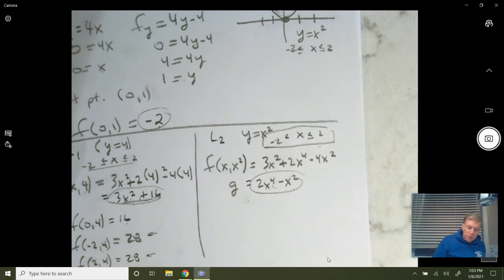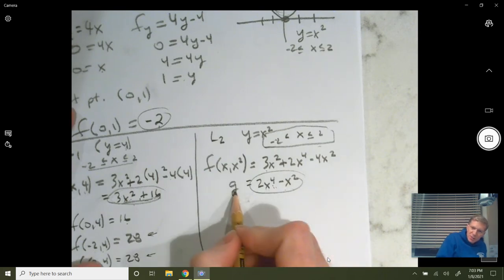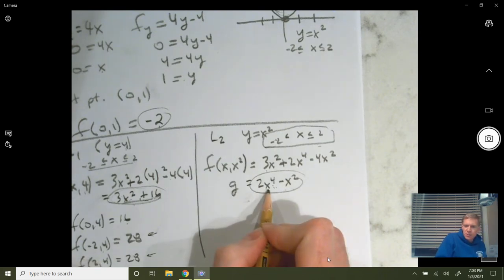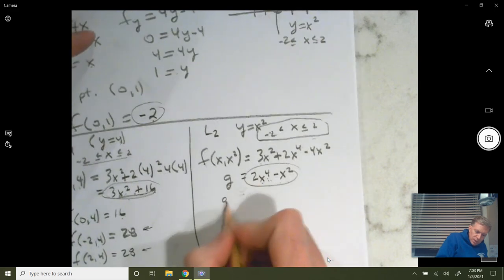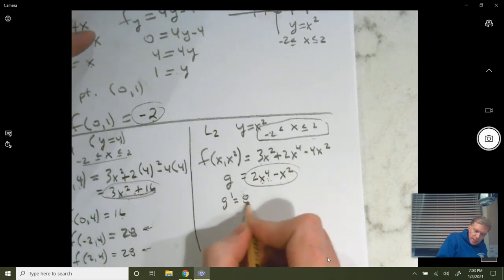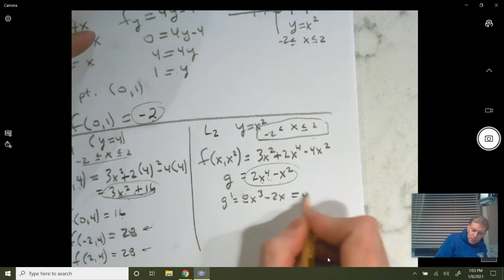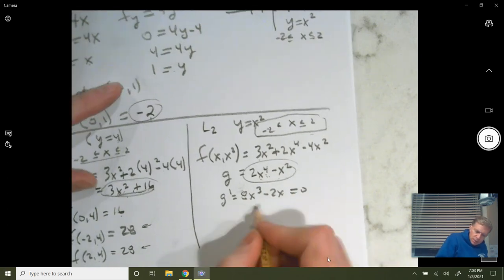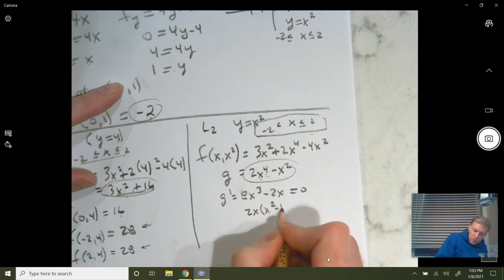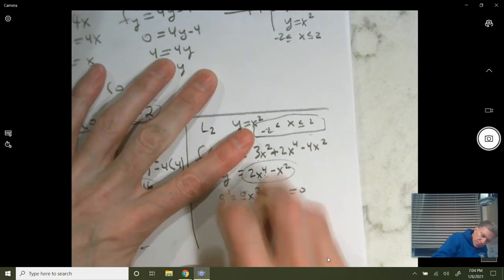To maximize or minimize a function, you go back to your techniques from last year. g prime would be equal to 8x cubed minus 2x. Set that equal to 0. So that's going to be 2x times 4x squared minus 1.